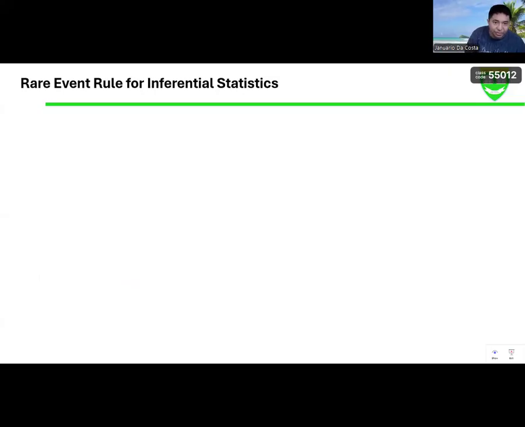Rare event rule for inferential statistics. This is a very important rule for inferential statistics. Okay, pay attention to this rule. So what is a rare event? What do you mean by a rare event?